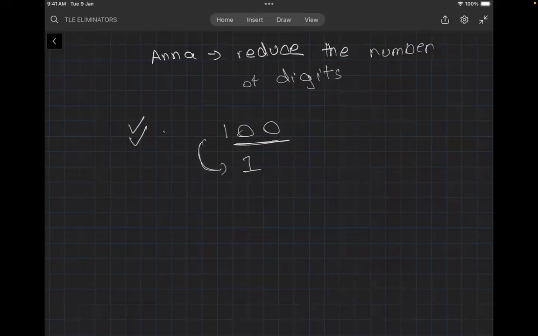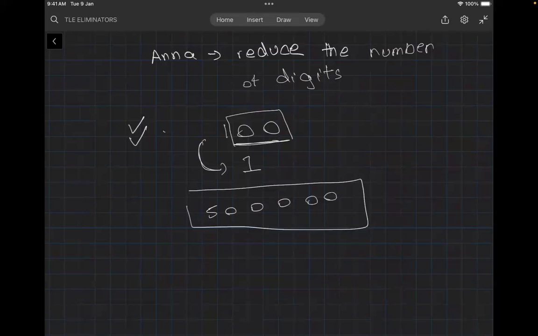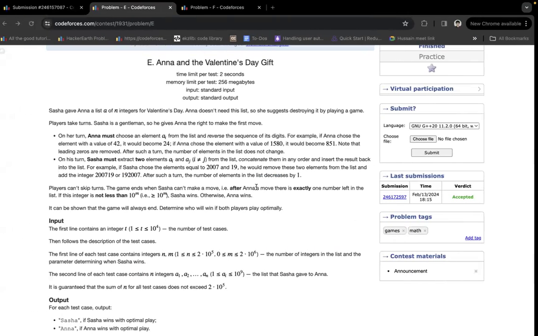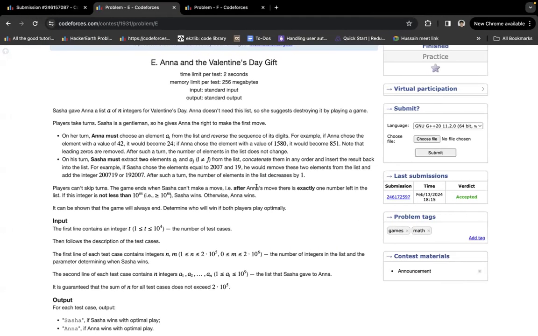And now the number of digits is reduced by 2. So for a number, however many zeros you have, Anna will try to take the number with the largest number of zeros and then just reverse it. If there are x zeros in that number, Anna will just remove them and then the number of digits is reduced by x. Is this greedy approach clear, guys? Yes, only the ending zeros matter.